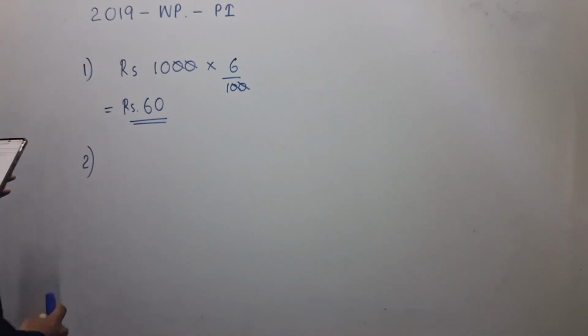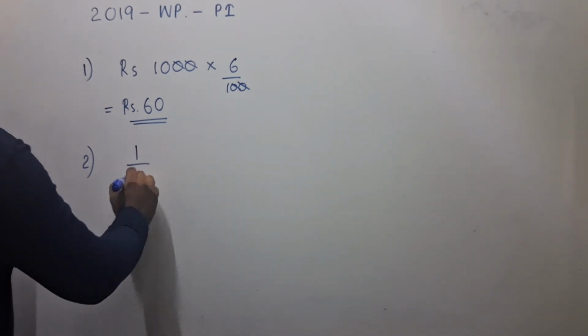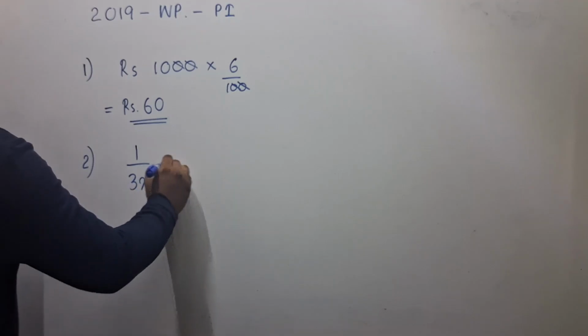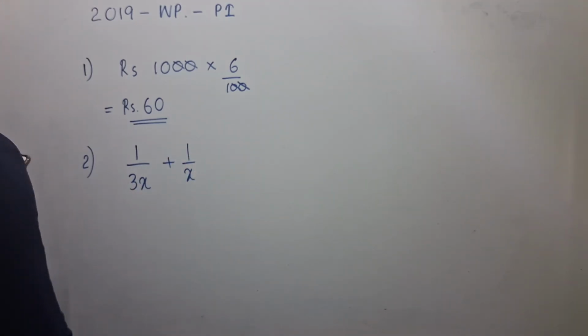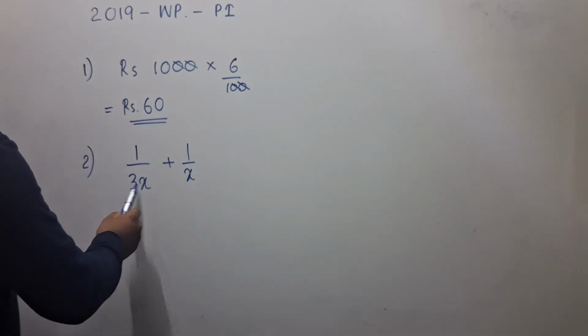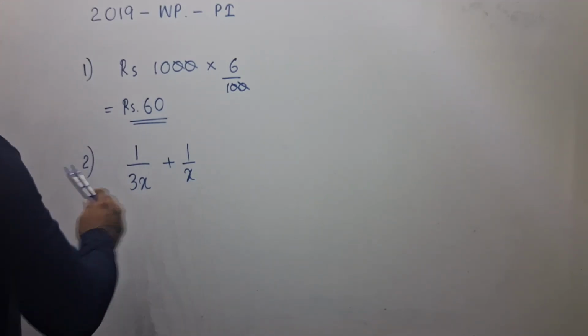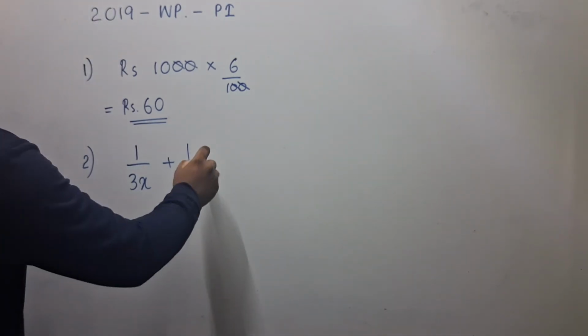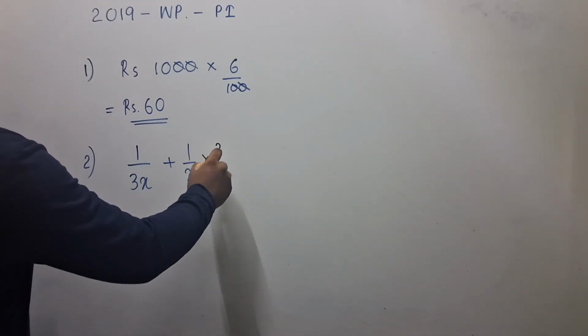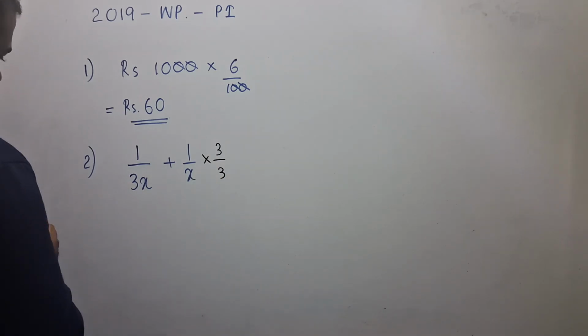Second question: add 1 over 3x to 1 over x. Who is missing? 3x is missing nothing, but x is missing 3. So what we have to do? We have to multiply numerator and denominator by 3.